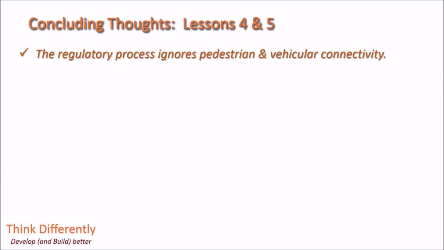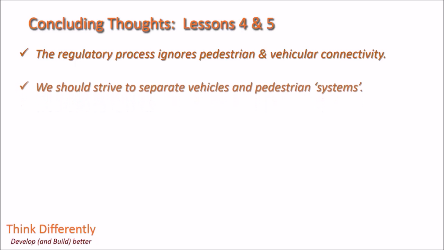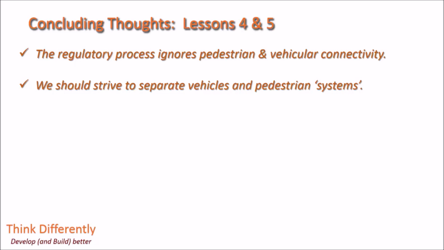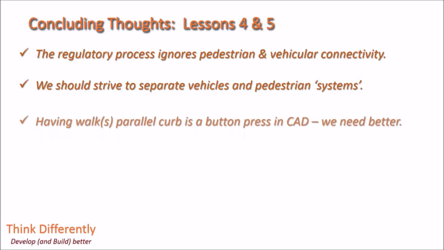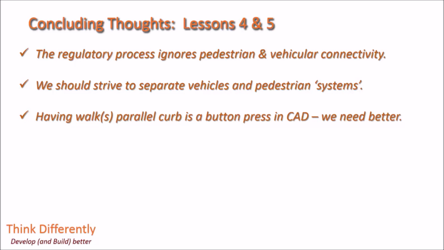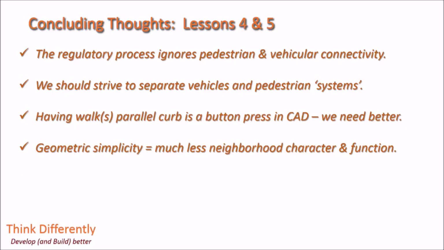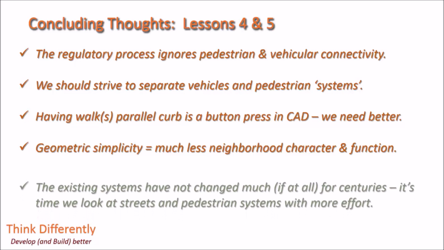So, the concluding thoughts for these lessons: the regulatory process ignores connectivity. The only option has been the grid, and that's not as connective as we could be if we think differently. We need to separate vehicular and pedestrian systems if we're going to create a safer world. And having walks parallel to the curb is a button press in CAD, which is not enough. Let's take a look at that as a separate system and give it some design and some desirability and some function. Geometric simplicity, and this is what we're going to talk about next, destroys neighborhood character, and it actually destroys neighborhood function, but even bigger, it destroys the value of the neighborhood.